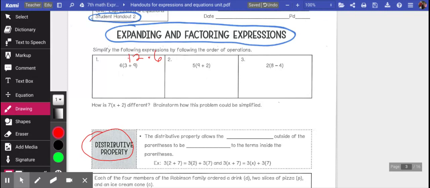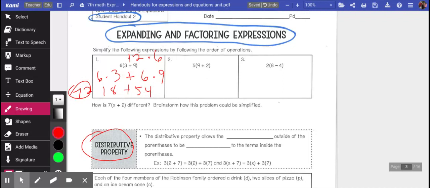So we're going to do 6 times 3. So I'm going to write that out here with a dot, 6 times 3. And then we're going to plus, and then we're going to do 6 times 9. And then when you get that, you have 18 plus 54, which ends up being the 72.